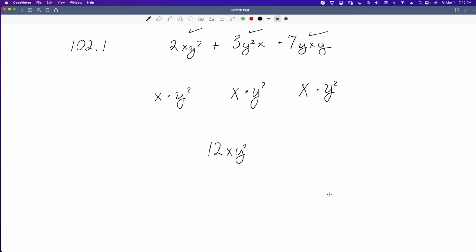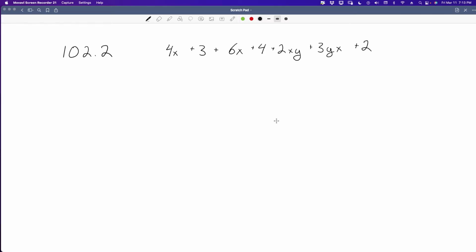So let's look at another practice problem. All right, in practice problem number 2, we have 4x plus 3 plus 6x plus 4 plus 2xy plus 3yx plus 2. So here's a little trick that I've picked up that might help. It's called stacking. So what I do is I look at each term and then I put it in a position with other terms that are like it so that I can add them vertically. So it looks like this.